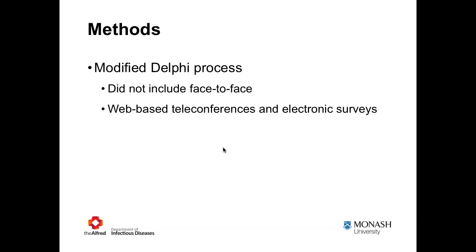So they use what's called a modified Delphi process, which is basically a way of trying to gain expert consensus, where you have a group of experts together. The way that you try to work out what the important things are is by trying to avoid the group dynamics where one person will dominate the conversation. So each person rates things and puts their opinion forward without feeling like you've got to follow the herd in the process. And it was modified in that it didn't include face-to-face, and they did it predominantly through web-based teleconference and electronic survey.